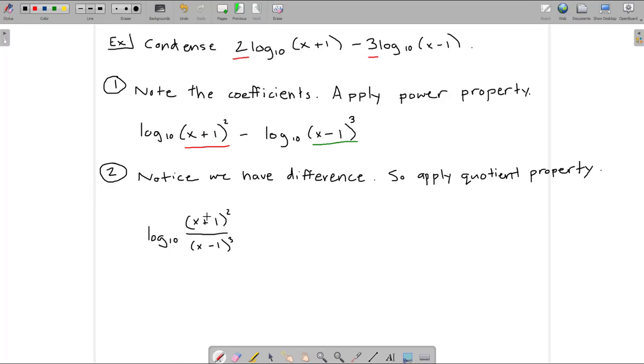We have to be careful with these arguments, this x plus 1. You can't split those up in any way. We can't condense that any further. So, yeah, this is going to be the final answer.